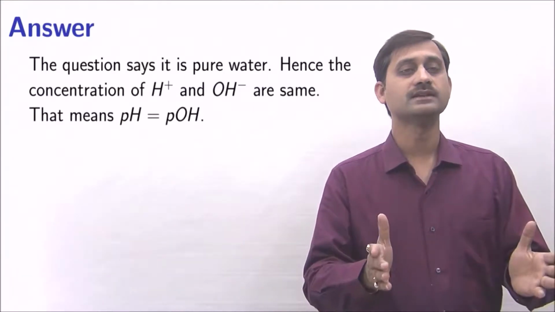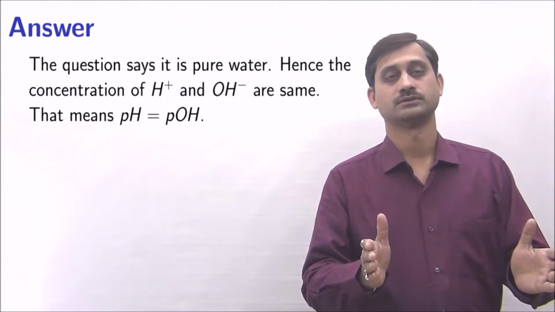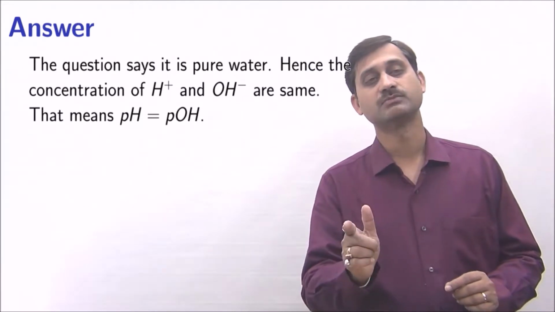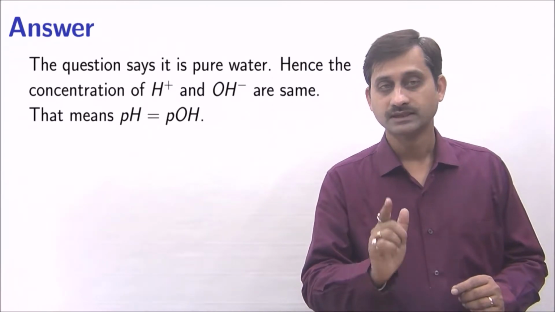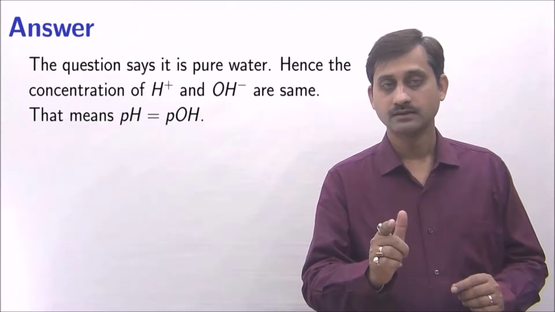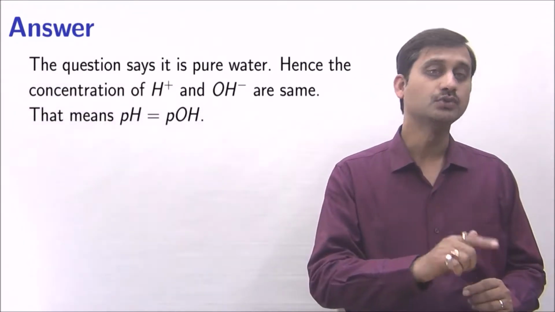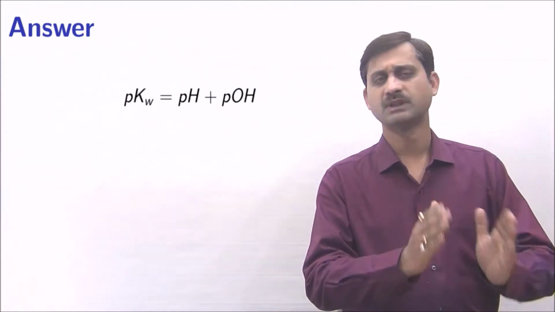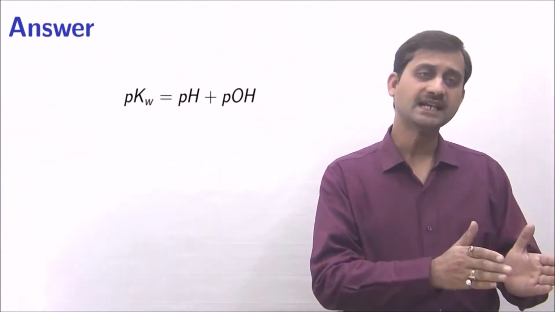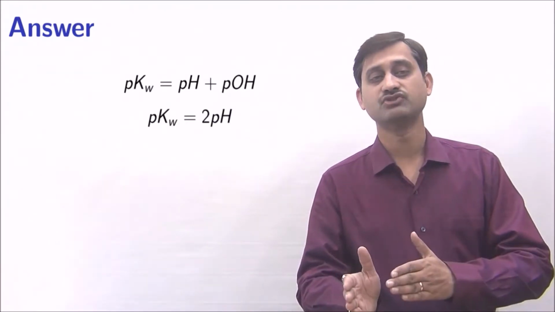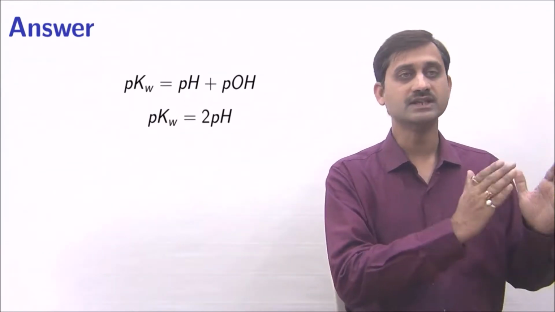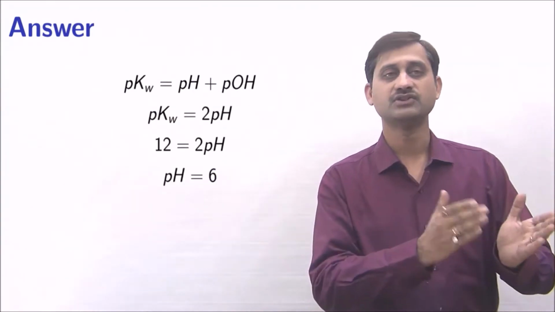So let's answer. The question says it is pure water. Hence, the concentration of H plus and OH minus are the same. That means pH is equal to pOH. Now, pKw is equal to pH plus pOH. So, pKw is equal to twice of pH. Now, pKw is 12. So, 12 is equal to twice of pH, and pH is equal to 6.